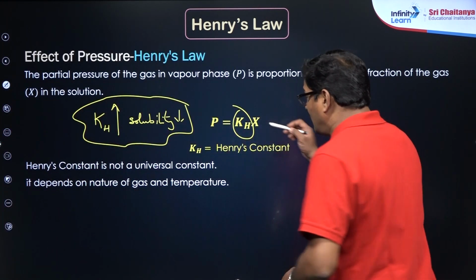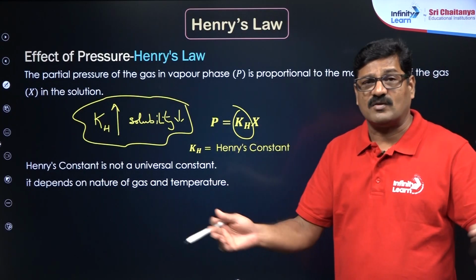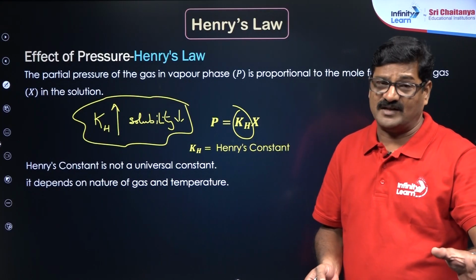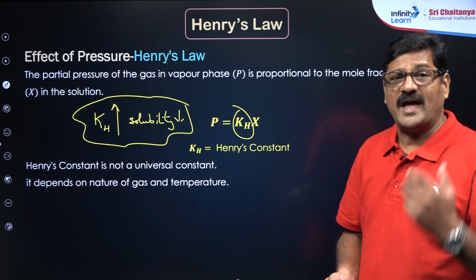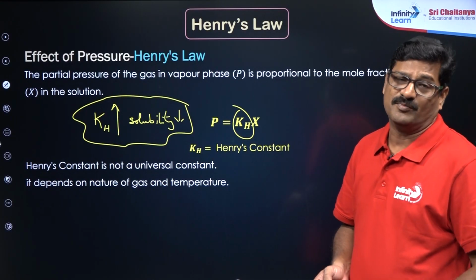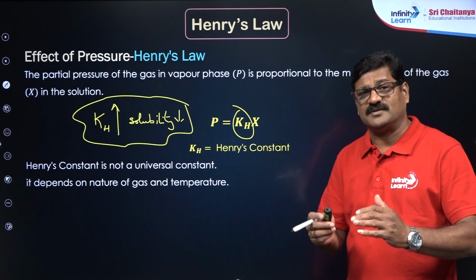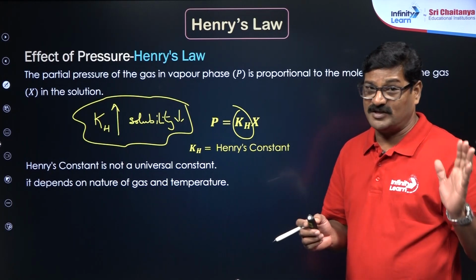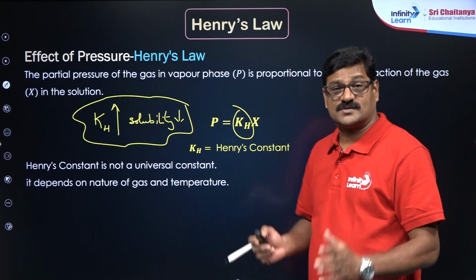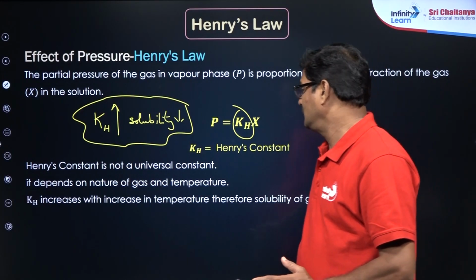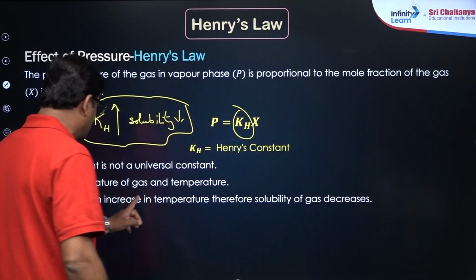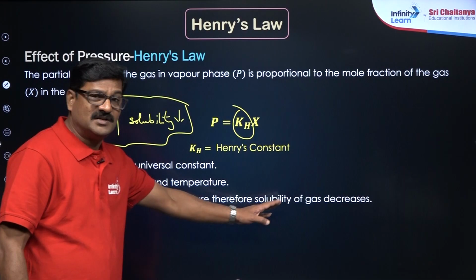Mind it, based on that, a group of Henry's law constant values are given for different gases. You can say which gas is going to be more soluble. The gas which has the least Kh value is going to be the most soluble gas. And Kh increases with increase in temperature, therefore solubility decreases.